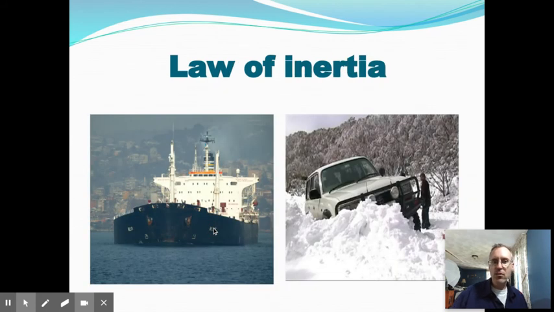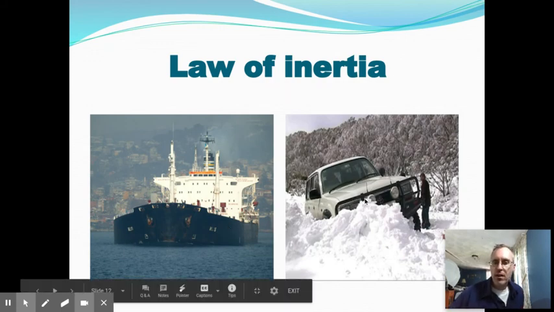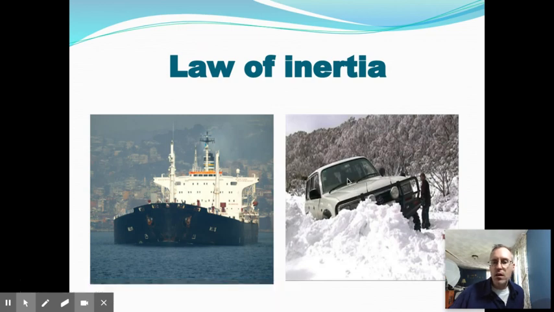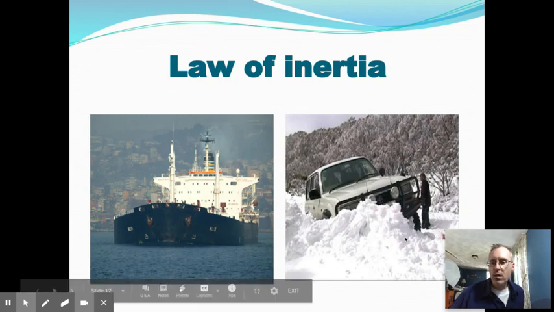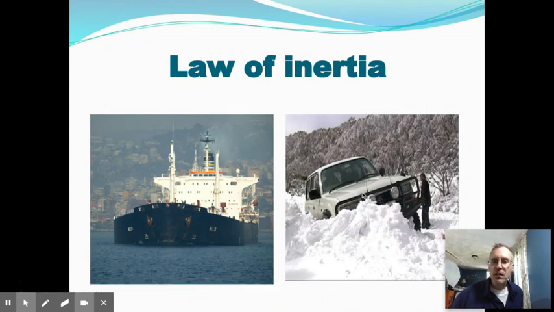Okay. Here's an example of the law of inertia. So what happened here? Why is this guy stuck? Well, probably we're on an icy or snowy road where the force of friction goes way, way down. And the guy maybe tried to take a turn or tried to stop or something. And the force of friction between the tires and the road, because of the snow or the ice, suddenly went way, way down.